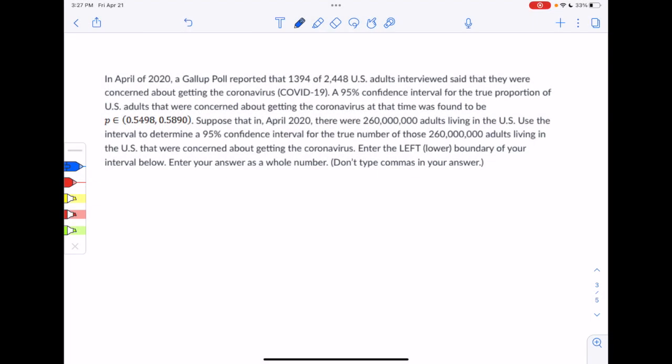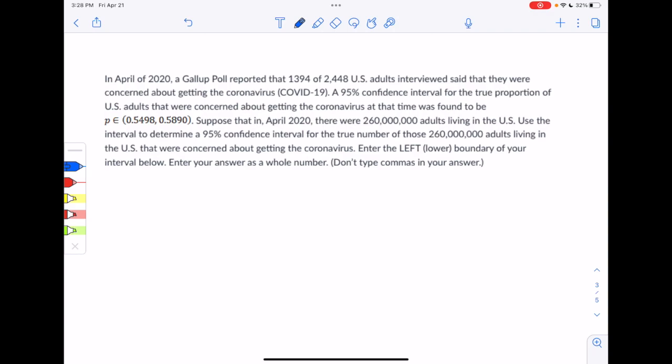This one is from the review quiz for Chapter 8. In April of 2020, a Gallup poll reported that 1,394 of 2,448 U.S. adults interviewed said that they were concerned about getting the coronavirus or COVID-19. A 95% confidence interval for the true proportion of U.S. adults that were concerned about getting the coronavirus at that time was found to be P is an element of 0.5498 to 0.5890.